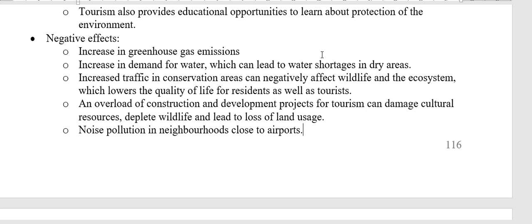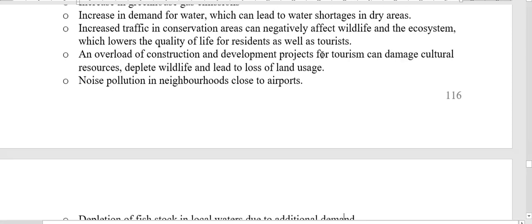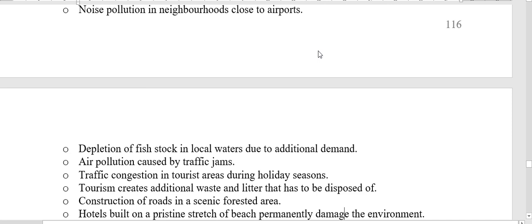All right, so it's destroying the environment when we develop land in order for the tourists to build a hotel or a resort or whatever. Okay, there's noise pollution in neighborhoods close to the airports. The more tourists there are, the more transport there is, the more planes are landing. Obviously, that creates noise pollution for the neighbors of the airports.